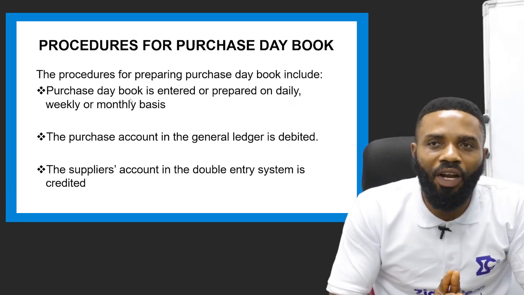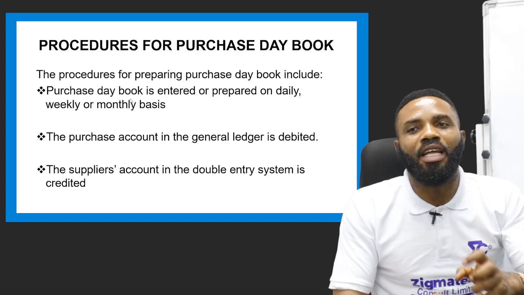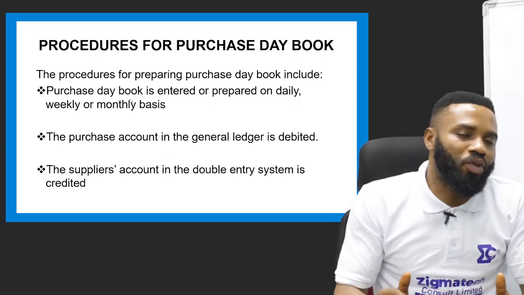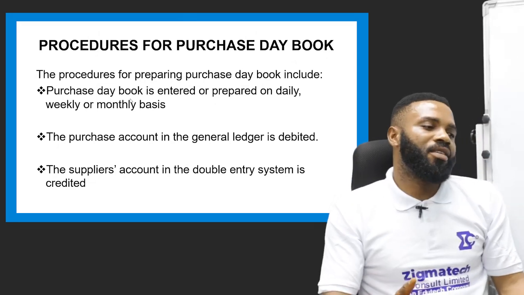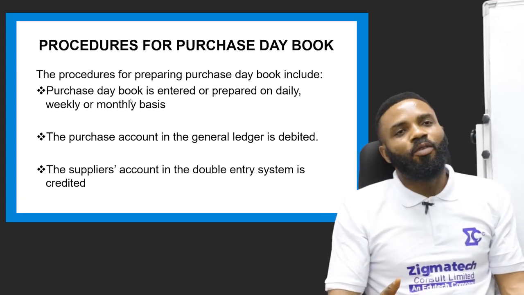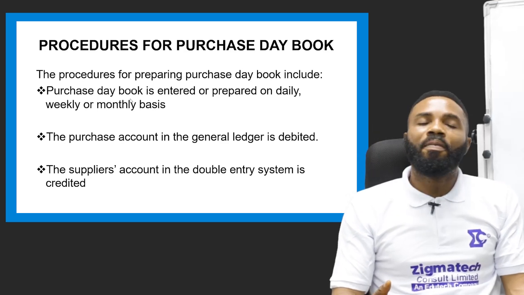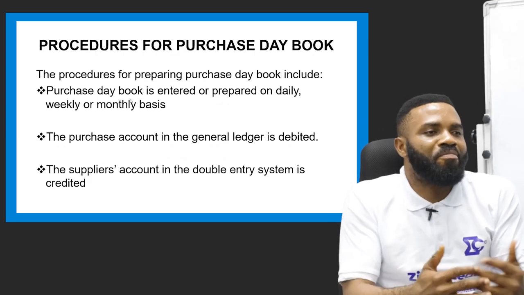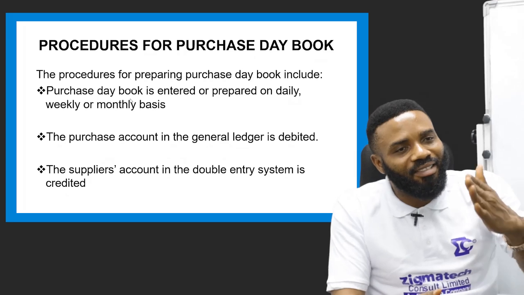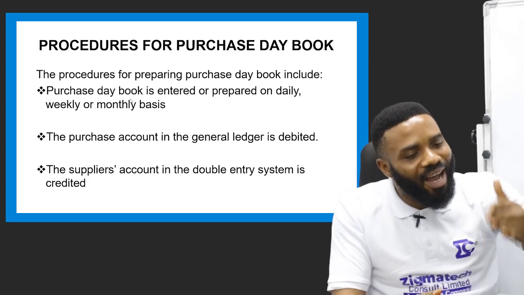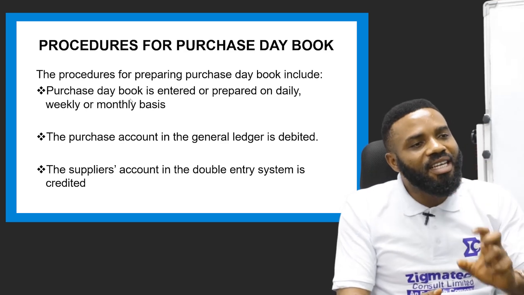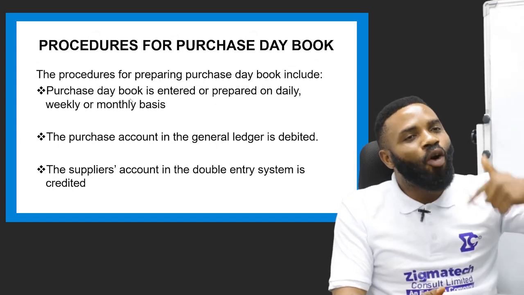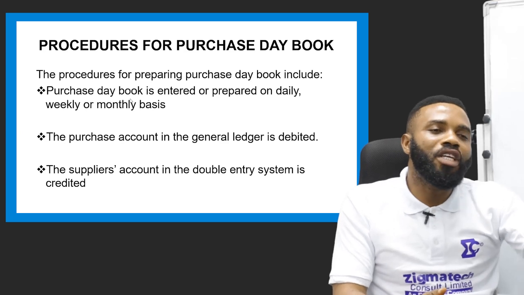Then the last thing we must consider under the procedure is that the supplier's account in the double entry system is credited. We must not forget. I always tell students that whenever you transact business on cash, there will be no need for you to keep a record of the customer or the supplier, the person you are buying the items from. Why will you keep his or her record? When you have paid, that money has terminated the business relationship at that moment. But where you are not paying instantly, there is need for you to keep a record of the person.